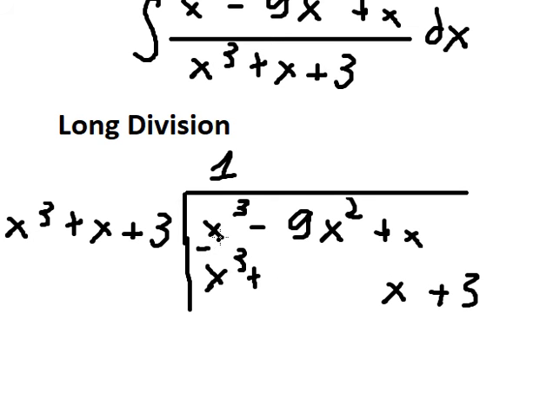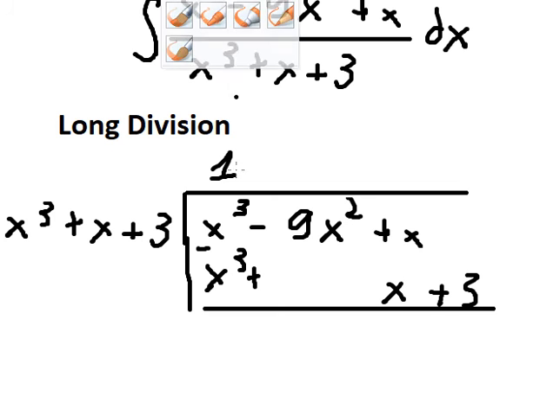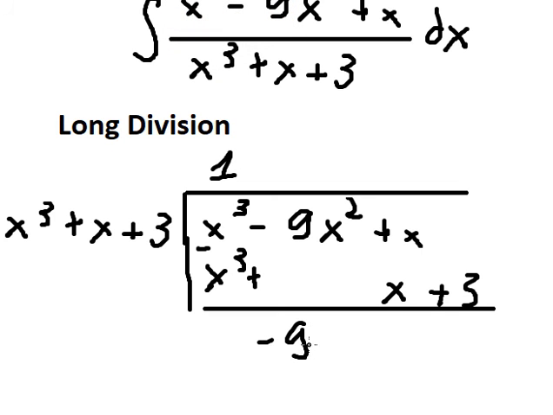We subtract the 2 equations together. This one cancels. Negative 9s squared we keep the same. S minus s cancels. 0 in here. 0 minus 3, we have negative 3.